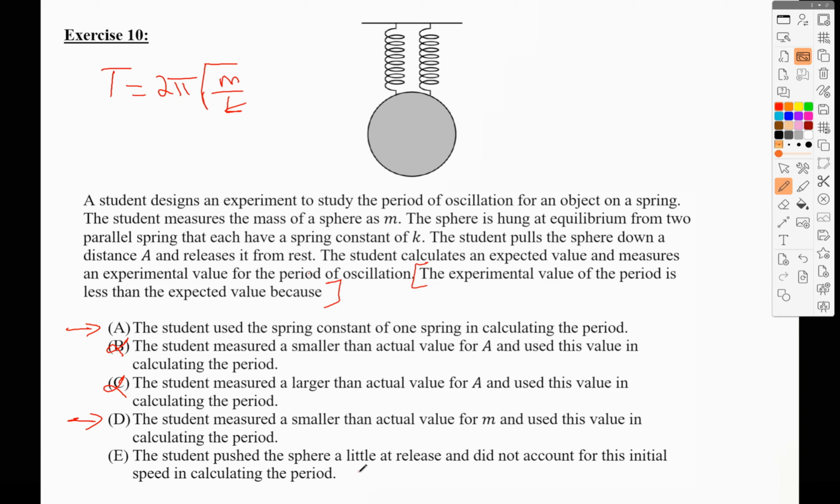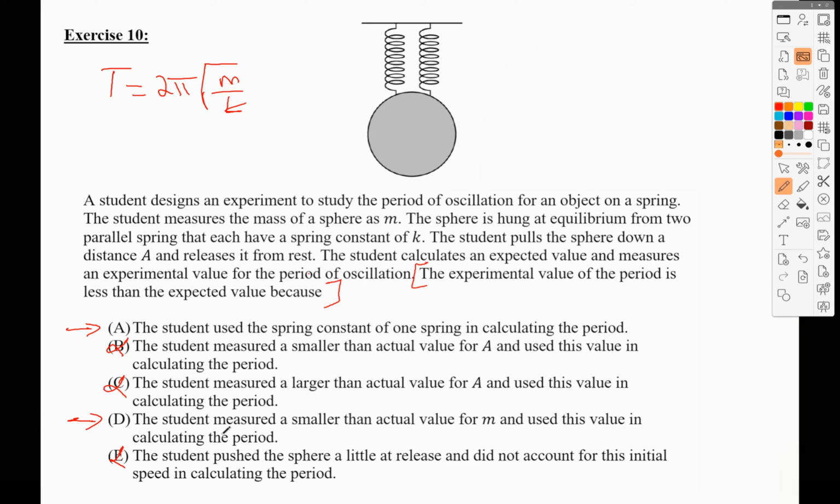The student pushed the sphere a little at release. We know that initial velocity does not affect the period. However, it affects the amplitude and the maximum velocity. So we can directly eliminate this option. We're left with A and D.